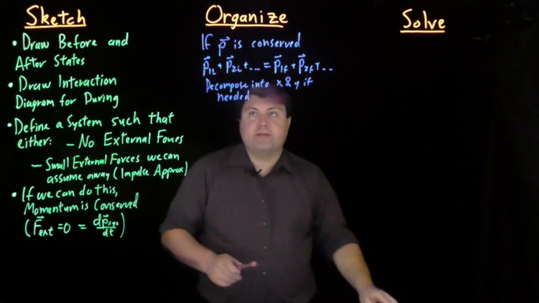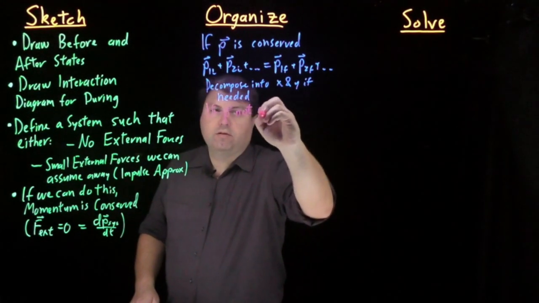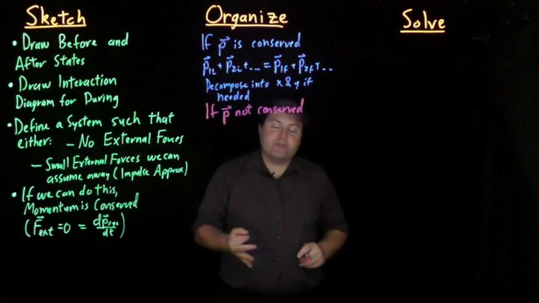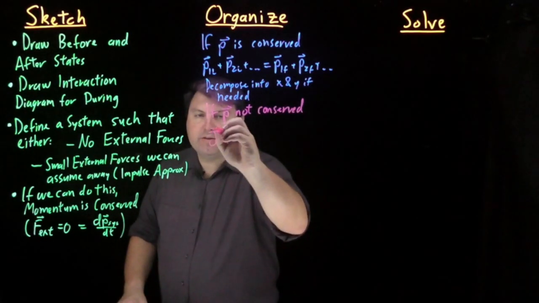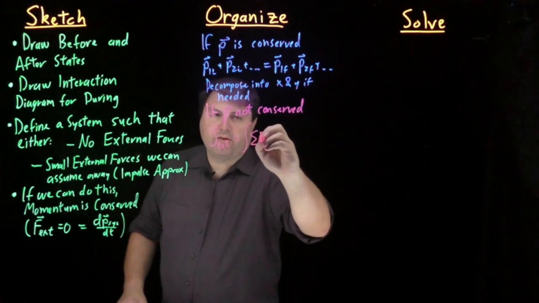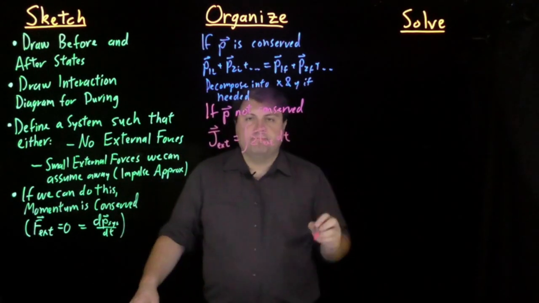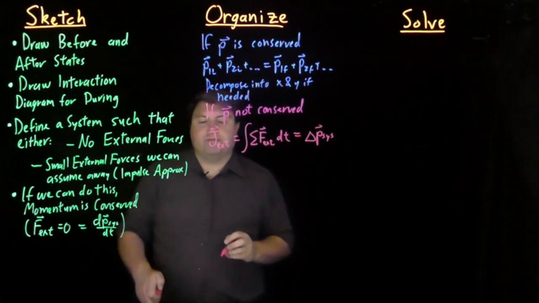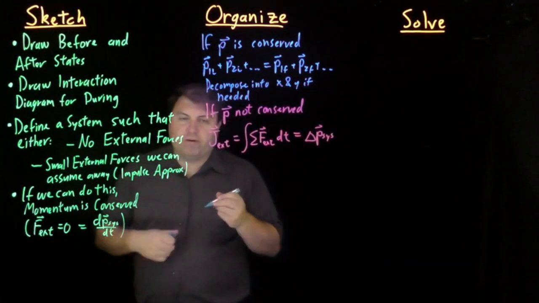Now, if our momentum is not conserved, that means we have some external force on the system, which means we have some external impulse on the system. So we have the external impulse J external, which is equal to the integral of the sum of our external forces integrated over time. And this is equal to the change in the momentum of the system. So we're going to use one of these two equations.